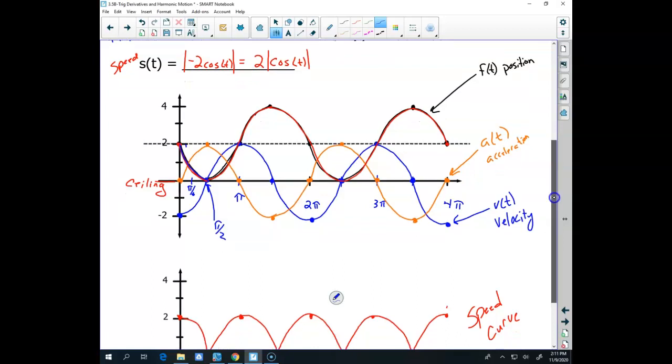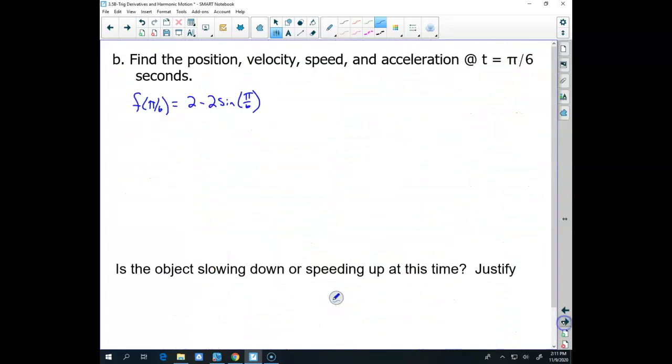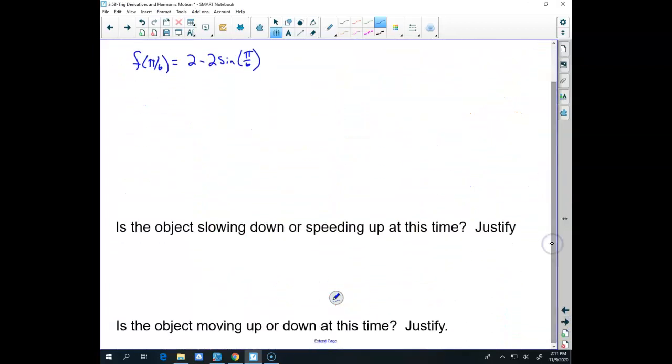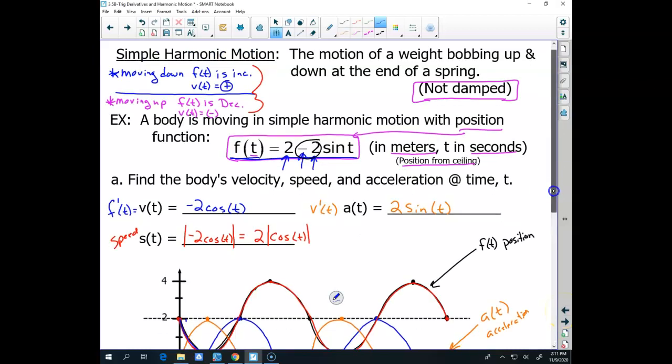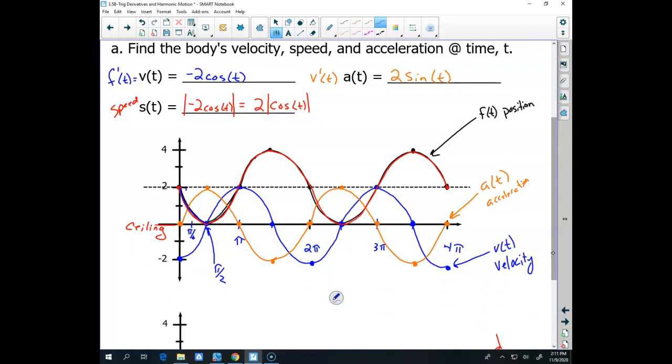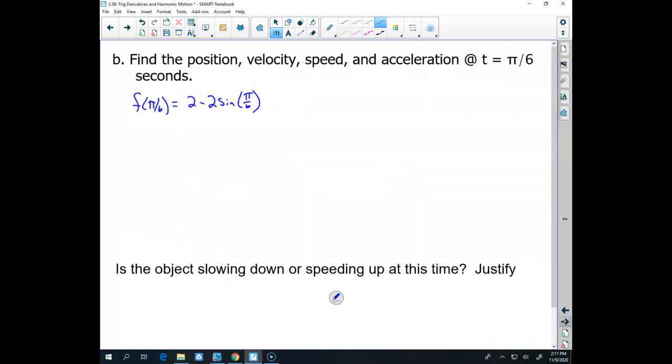And I could look at the next one, and I could also say, is the object moving up or down at this time? Oh, well, it's pretty simple to see. I can look at my position curve and say, oh, it's approaching 0. It's going down. It's actually going up, excuse me, because my position is getting less. It's approaching 0. So, I could look at that. But the whole point of this next page is what if we don't have a graph?